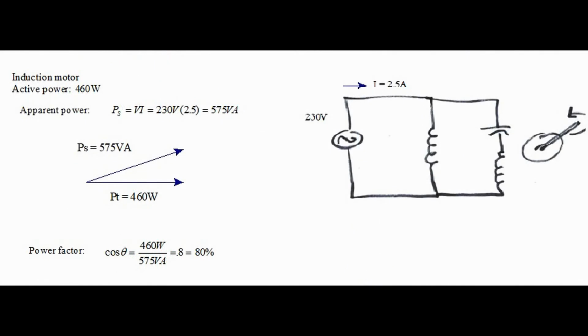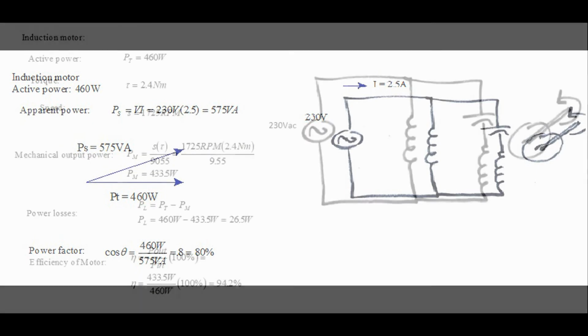Here is another induction motor. This time we are given the volts, the current, and the active power. We use the voltage and the current to find apparent power. This time we use active power and apparent power to find the cosine of the phase angle. The cosine of the phase angle is the power factor, in this case 0.8 or 80%. A power factor of 80% means that 80% of the power has been converted to useful mechanical power.